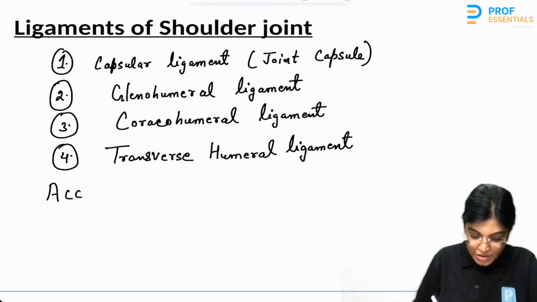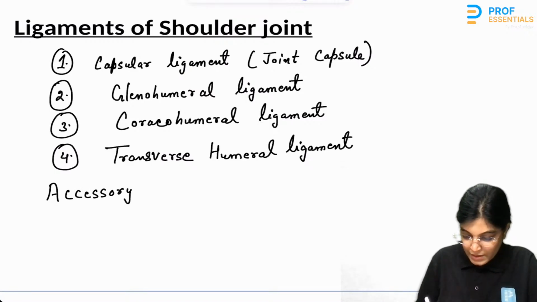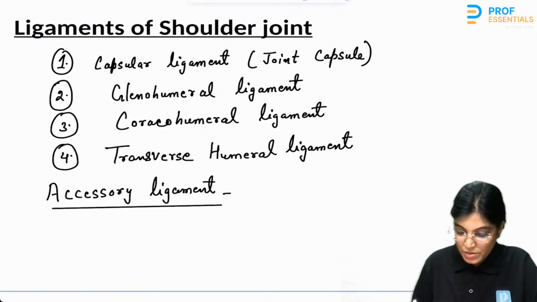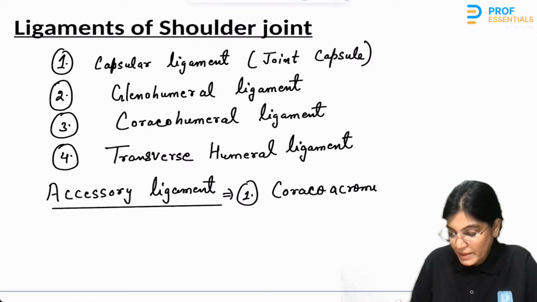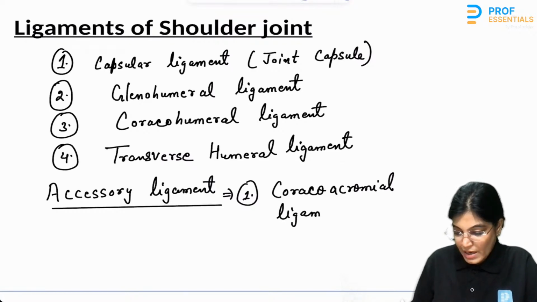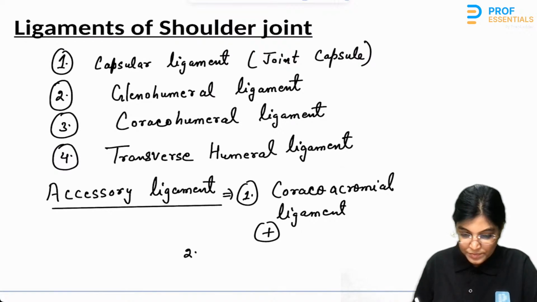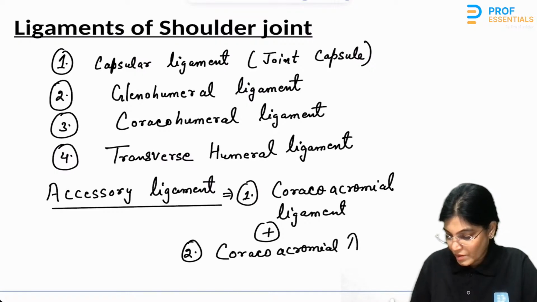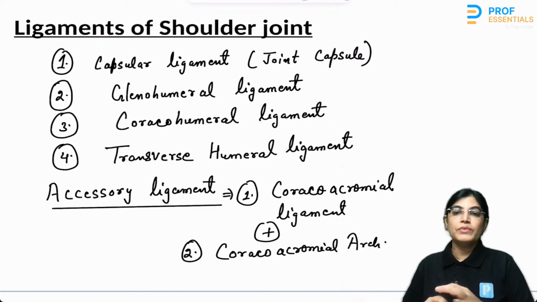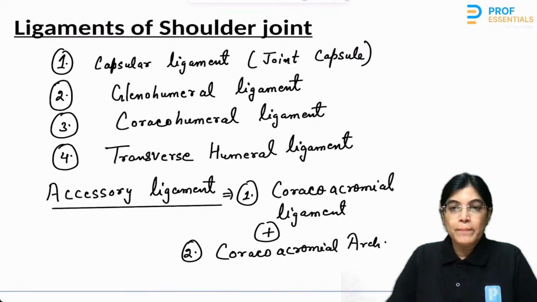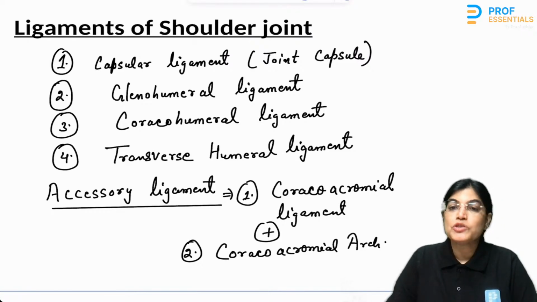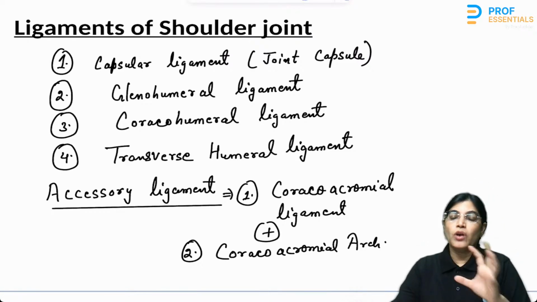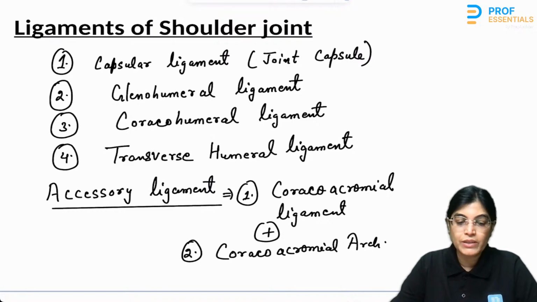Other than that, please write down the accessory ligament or support, which is given by the coracoacromial ligament along with the coracoacromial arch. Whenever I take a topic, we are going to complete the entire topic, covering all the viva questions, practical questions, and the theory paper. So either a short note can come from this session or a long question can come in the university exam.